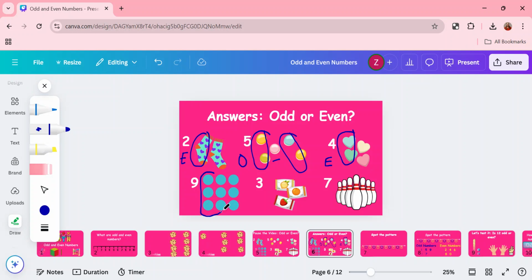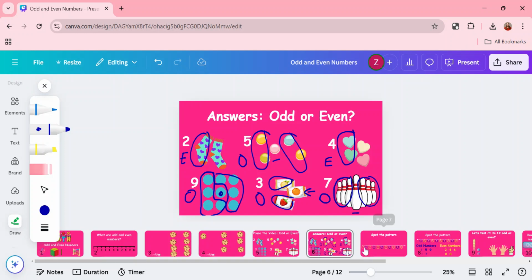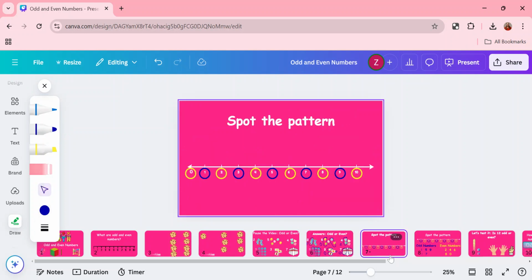9 means that we share it into two equal groups and we get 4 each, but there is the 1 left over in the middle. So 9 is odd because it does not share equally. 3 sweets, 1 for you, 1 for me, but there is 1 left over we can't share equally, so 3 is odd. 7 bowling pins, 3 and 3, but then there is 1 left over, so it is also odd. How did you do? Brilliant job. Well done. Now what we're going to do is move on to look at the patterns.